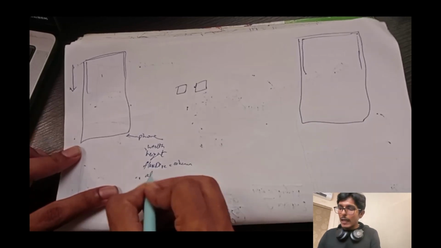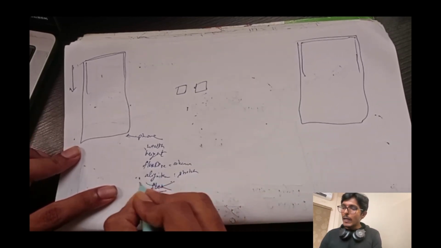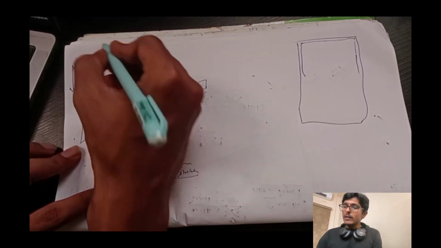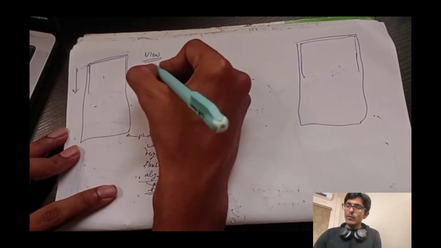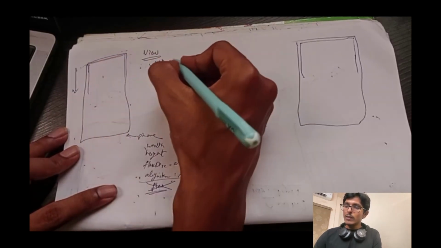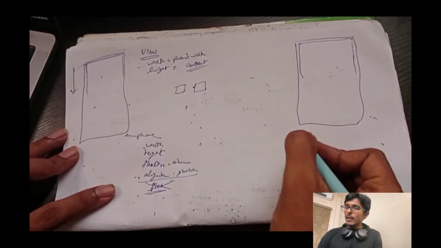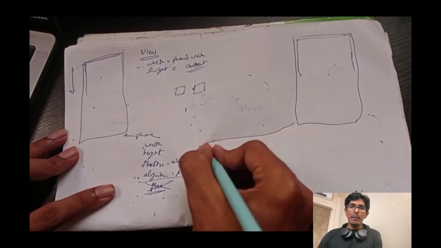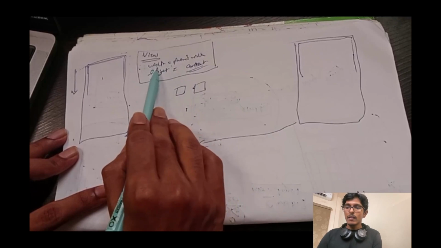The phone also has alignItems stretch, and phone's flex value we don't have to bother about. So alignItems stretch means along the cross axis of the phone, all the elements are going to stretch. This is the view. View's width is going to be phone's width, but view's height depends on the content inside. In this scenario also, the phone has the exact same values, so the view has the exact same properties. So this is our view's width and height.